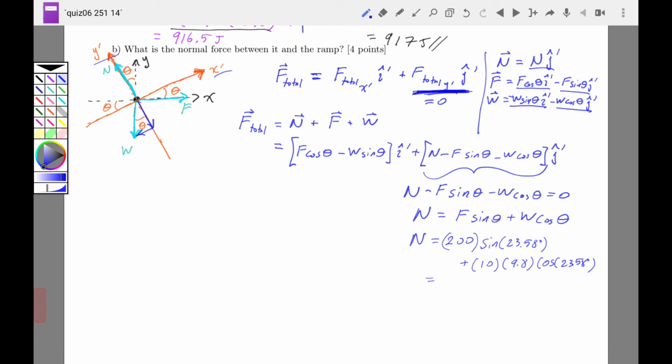200 times sine 23.58 equals, plus 10 times 9.8 times cosine 23.58 equals 169.82. So 170.0 newtons. I'm not exactly sure how to do 3 sig figs when there's a 0 here, but I don't care. I'm not going to look for sig figs on the quiz.